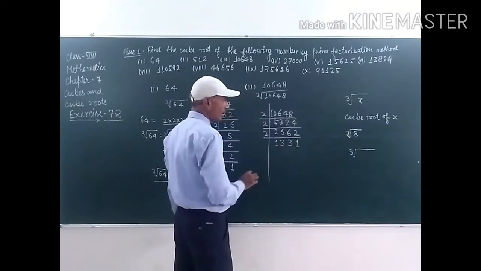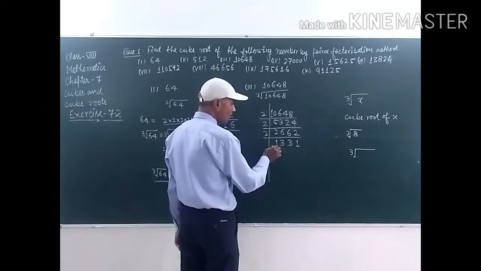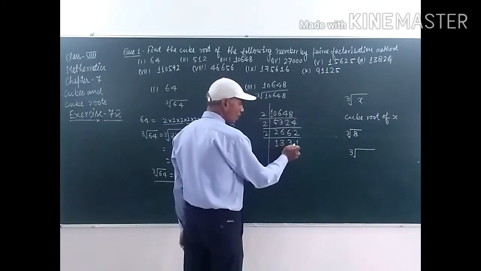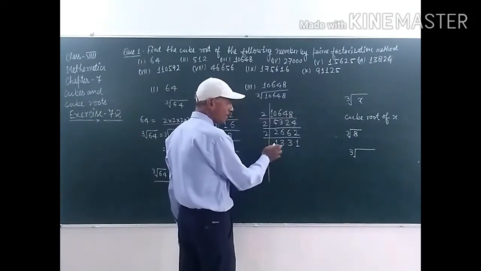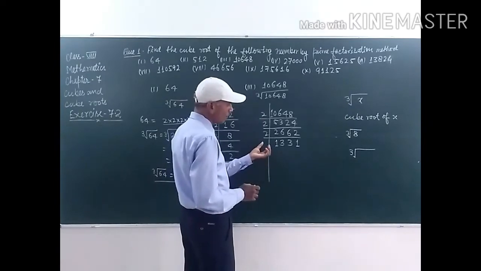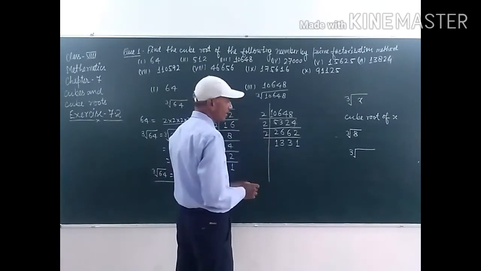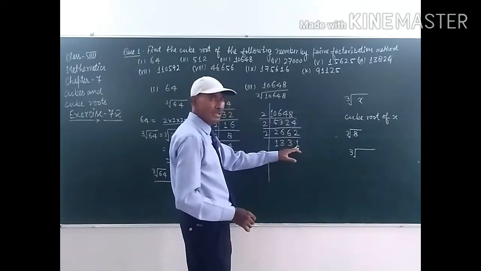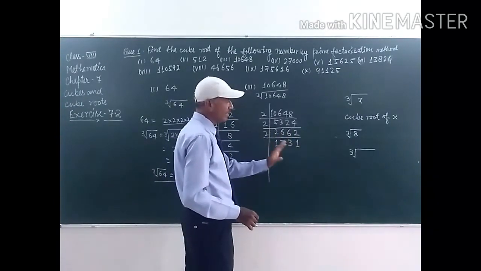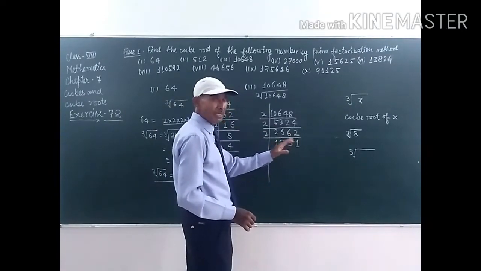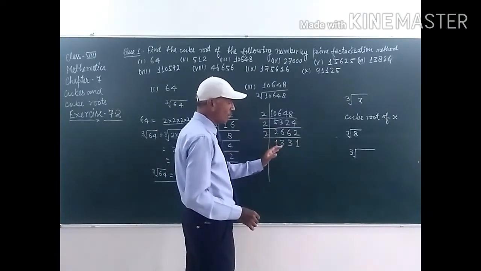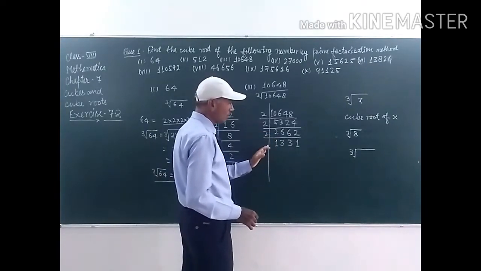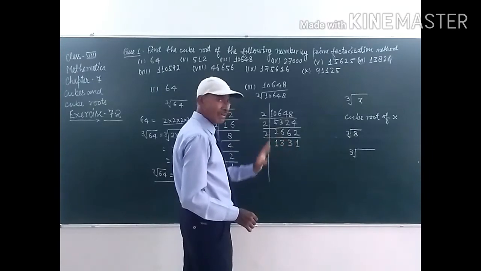Clear, friend? Now we have to divide this 1331. It is not a multiple of 3, so we have to use the next number, that is 5, student. This number will not be divided by 5 because the unit digit is 1. If the unit digit is 0 or 5, then the number will be divided by 5. So we have to take the next number, and that is 7. This number is also not divisible by 7.